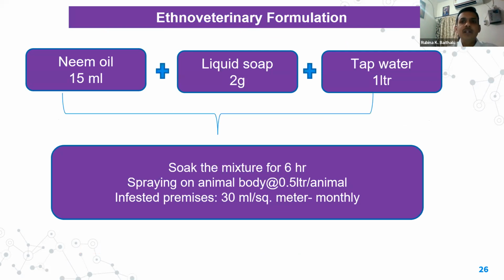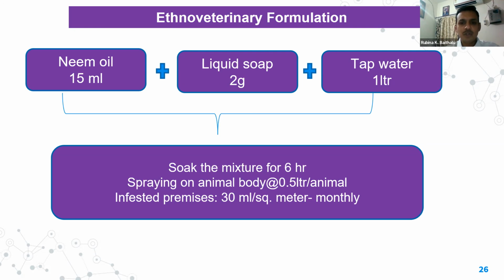Then this is another ethnoveterinary formulation. You can take easily available neem oil. It is available in the shop also. You can take 15 ml of neem oil and add 2 grams of liquid soap, because liquid soap will act as a saponin. Otherwise, neem oil will not be mixed with normal tap water. You take 1 liter of tap water, add 15 ml neem oil along with 2 grams of liquid soap. So it will help proper mixing of the solution.